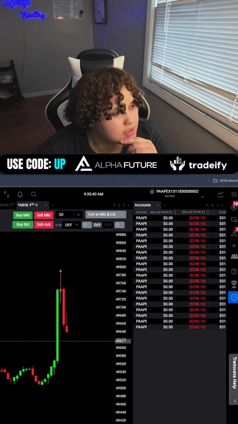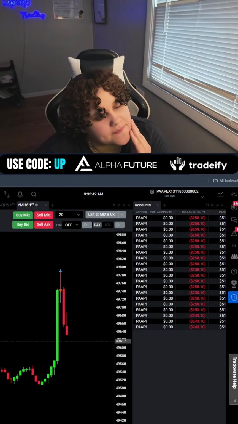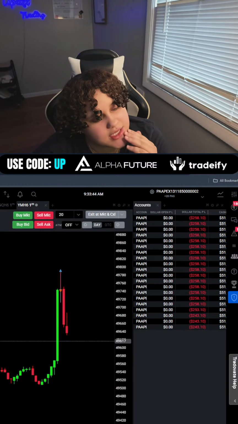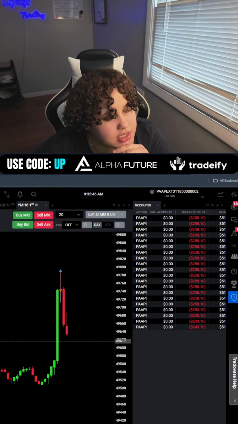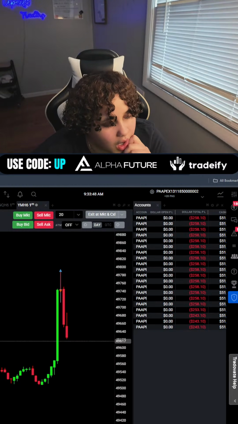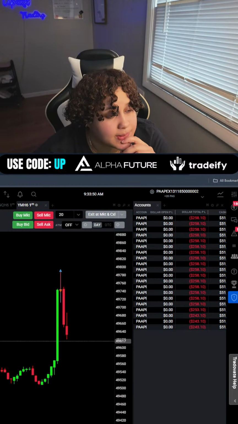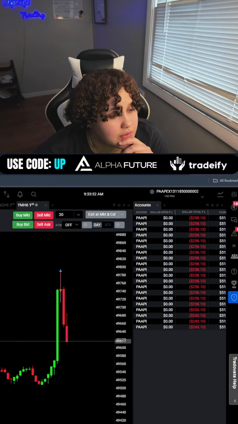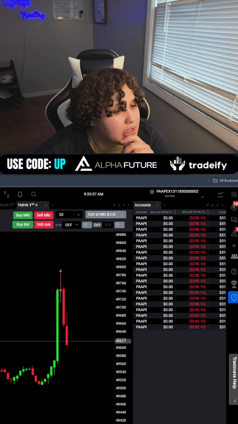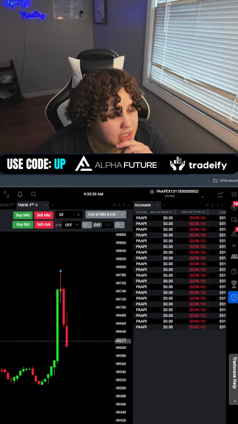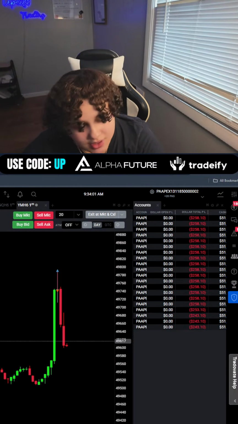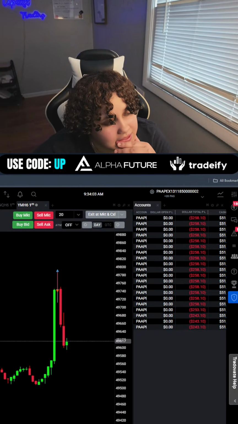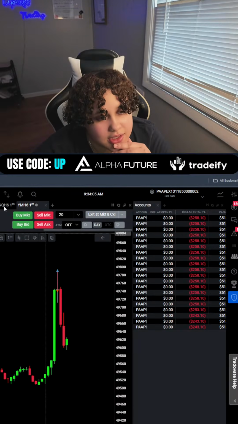What time is it? Okay. I don't know. So far, it looks like US 30 is not bouncing off of this area. The short off of this 45-minute zone was definitely the play. And I could have taken the short if I had just waited for the candle close. It's literally a rookie mistake.